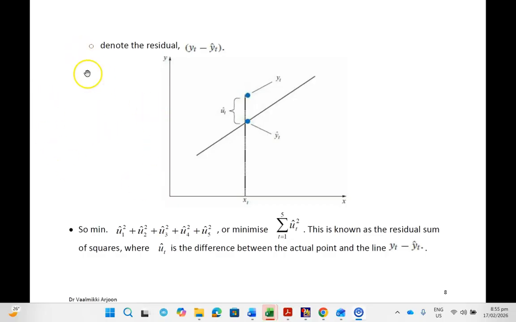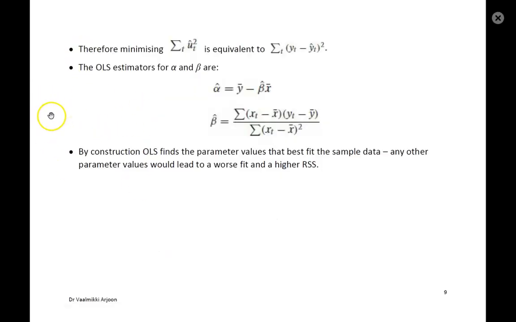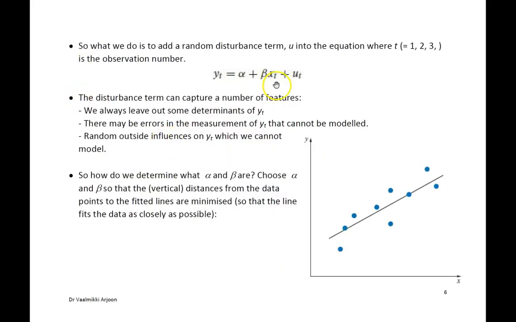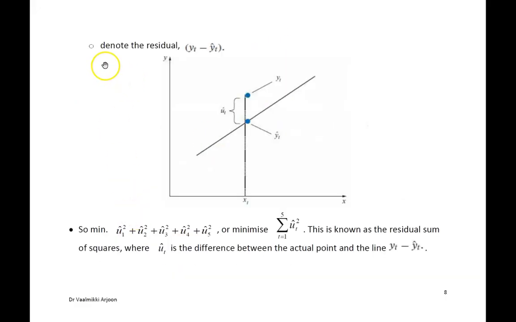It's not written here, but we can put u and u hat instead. U hat denotes the residual, which is the difference between the actual value of y and the fitted value of y. We call that u hat. So the point in ordinary least squares is that we want to minimize the sum of squares, the residual sum of squares, or the sum of squares error.